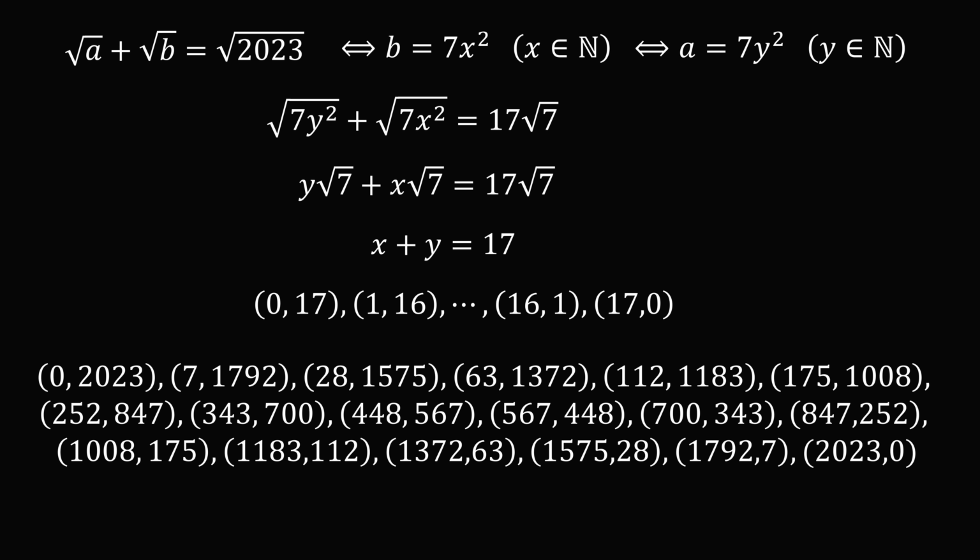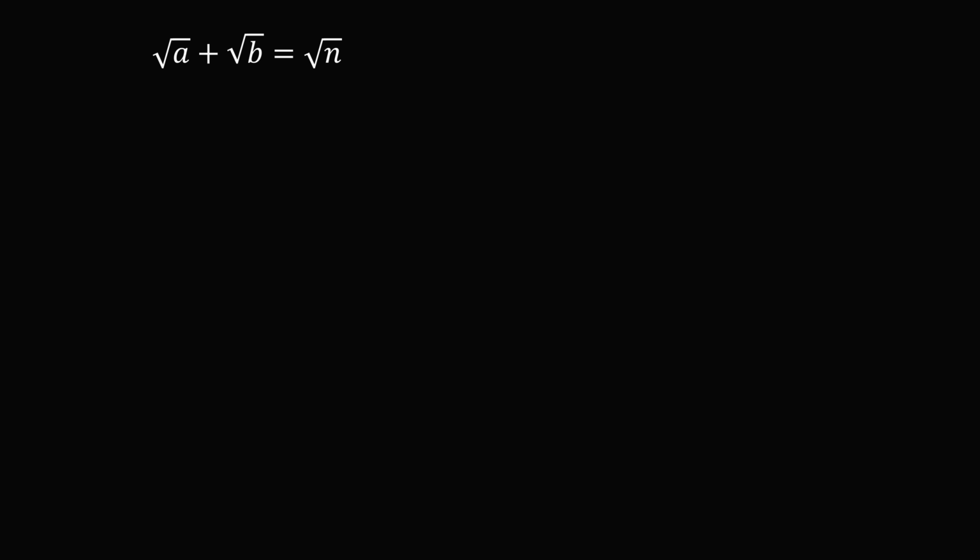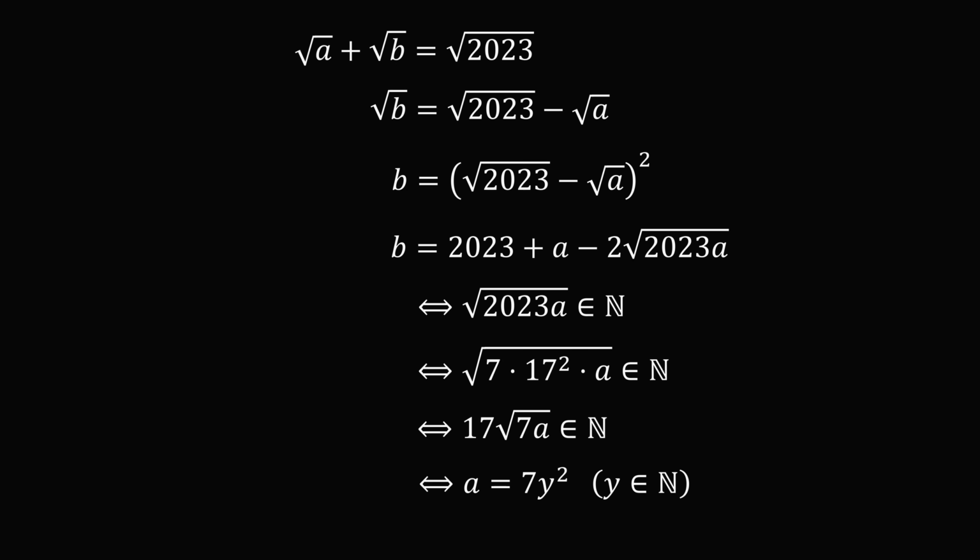So now we need to take this analysis and generalize it. Let's say we are given a non-negative integer n, and we want to find all solutions in non-negative integers a and b such that the square root of a plus the square root of b is equal to the square root of n. How do we do that? Well, let's go over a critical part of the proof.